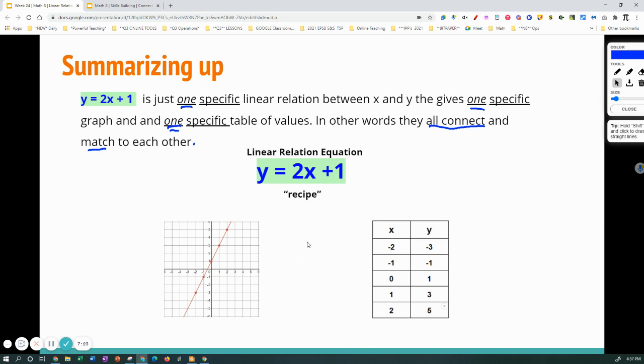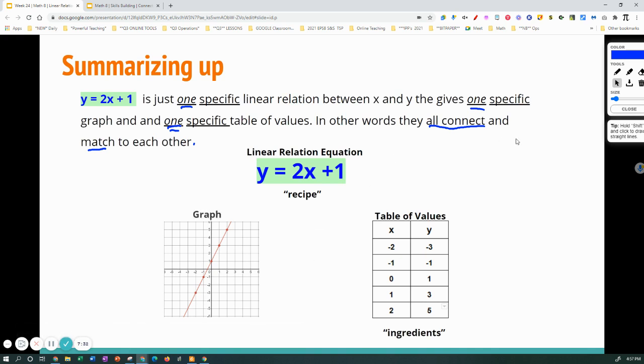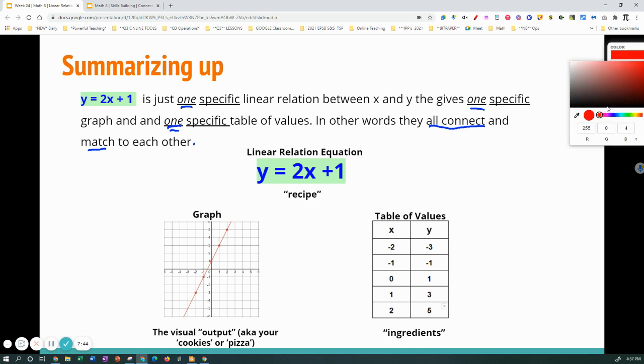I called it the recipe during the week, when we were talking about recipes. There's the table of values, what I call the ingredients. And there's the graph, what I call the visual output. In other words, that's what your cookies and your pizza is going to look like. And again, I can't emphasize this enough, grade 8s: these are all interconnected. They relate to each other.